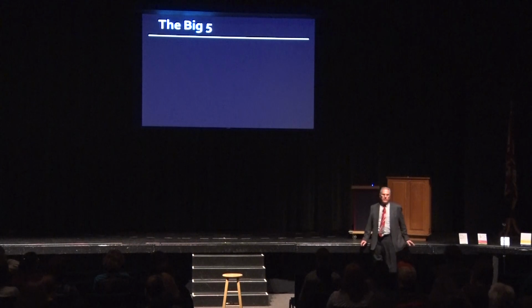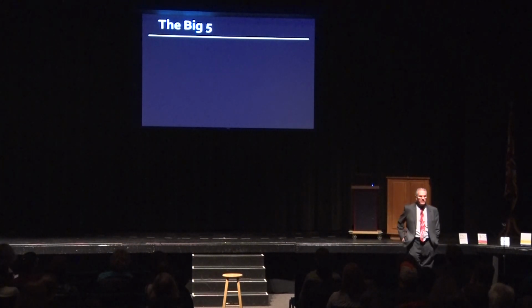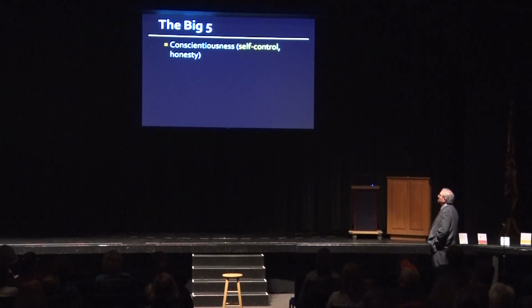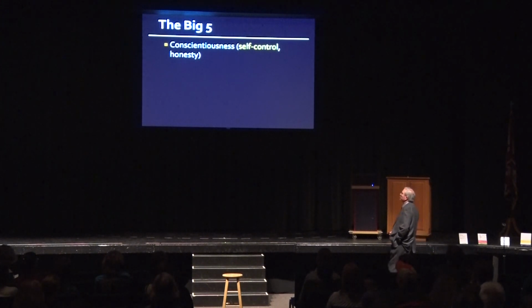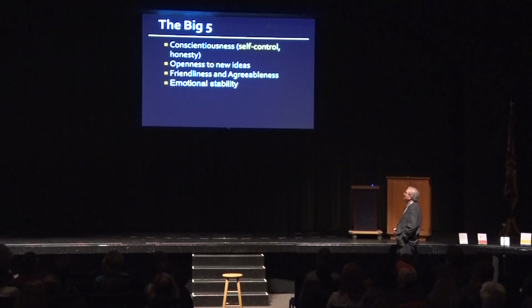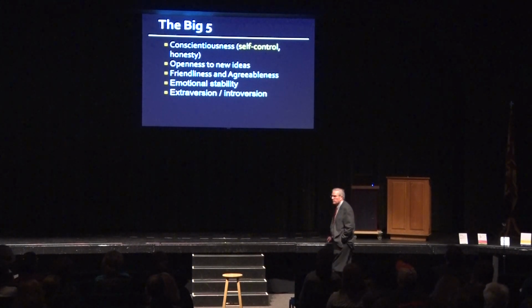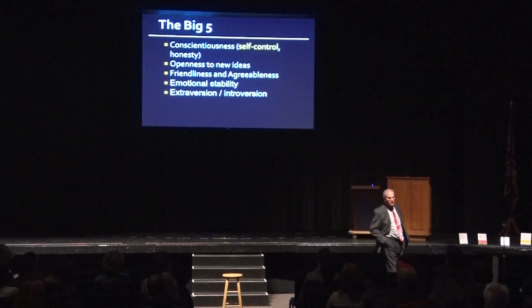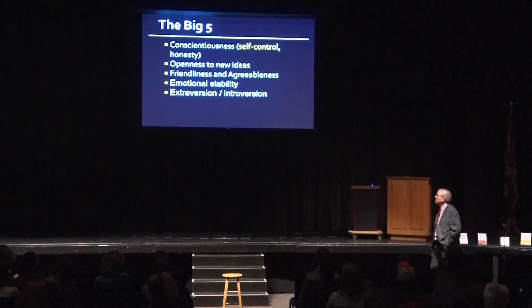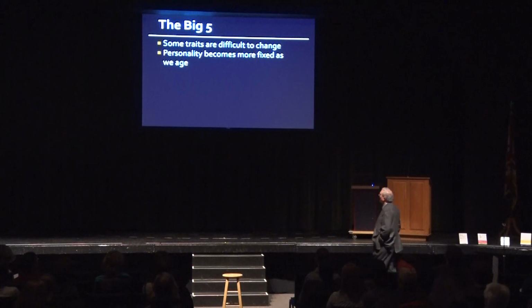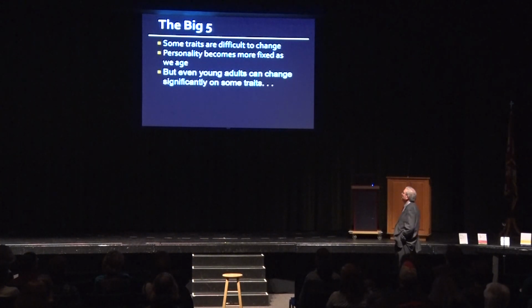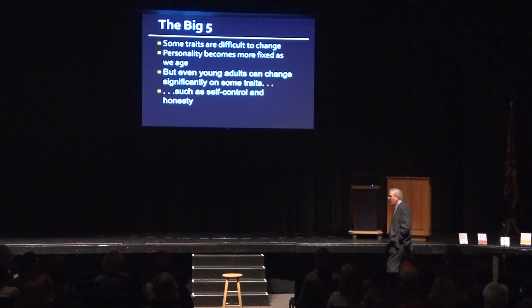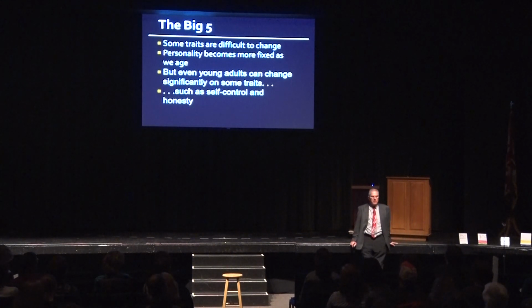Psychologists have known for many years that every human personality can be mapped on a five-dimensional space. The 5 dimensions of human personality are conscientiousness and its subtraits of self-control and honesty, openness to new ideas, friendliness and agreeableness, emotional stability, and extroversion, introversion. Some elements of human personality are not amenable to change, notably extroversion, introversion. It seems to be pretty hardwired. But I should add that personality becomes more fixed as we age, but even young adults can change significantly on some traits, and it turns out that self-control and honesty are very amenable to change.